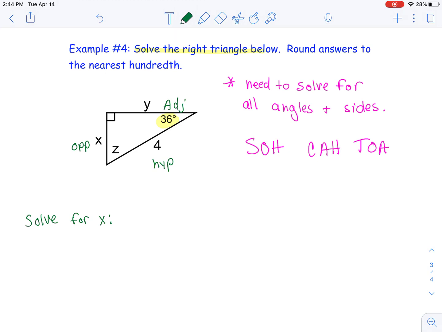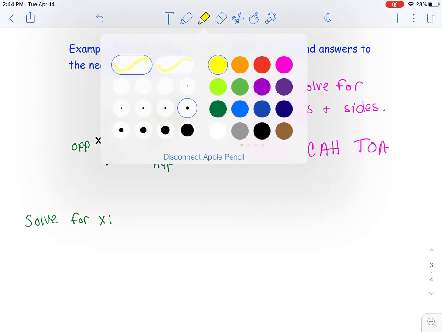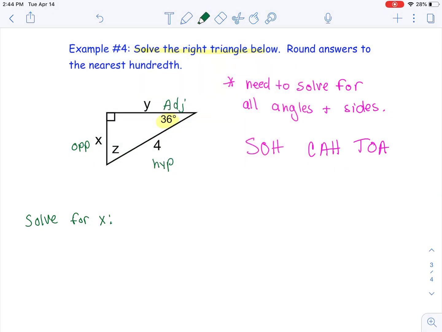So when I solve for side x, let's look at x. We have our 36-degree angle. X is opposite that angle, and we need two pieces of information: the angle and another side. Well, the other side that I'm given is the hypotenuse. So I need to ask myself which trig ratio uses opposite and hypotenuse. That would be the sine ratio.